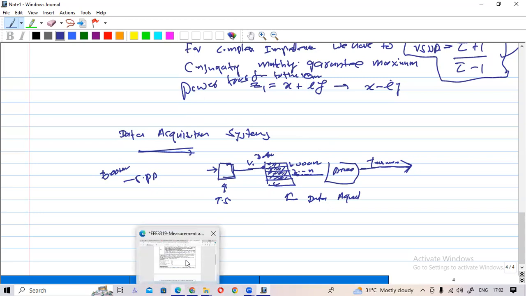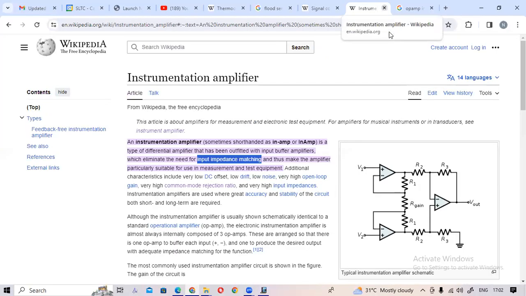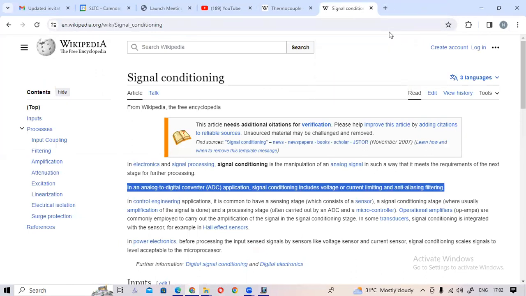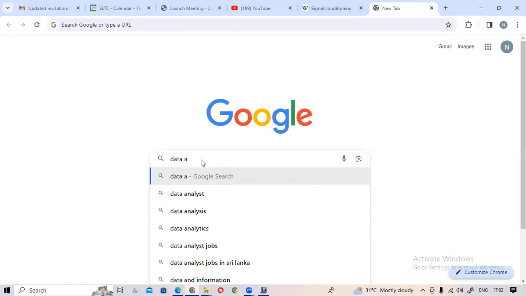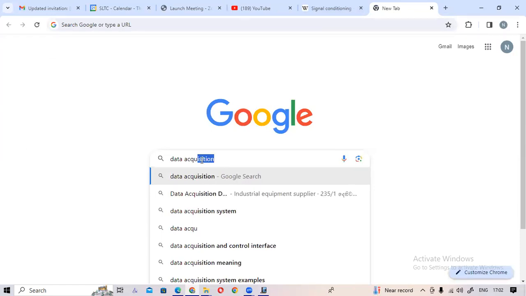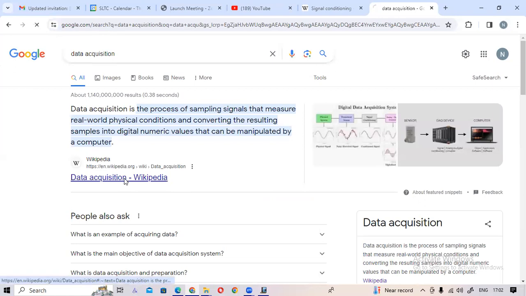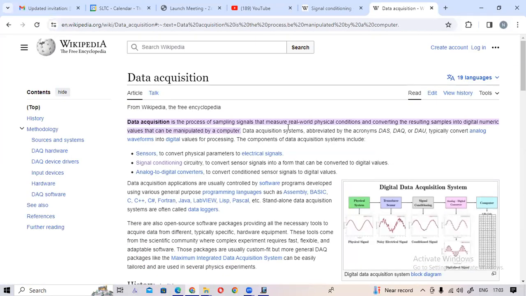So data acquisition, if you see, is the process of sampling signals that measure real-world physical conditions and converting the resulting samples into digital numeric values that can be manipulated by a computer, by a digital system. That is data acquisition.